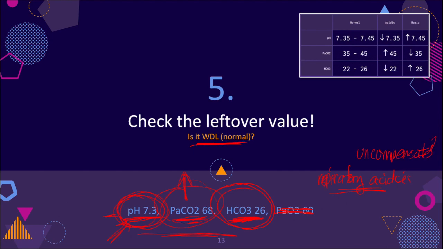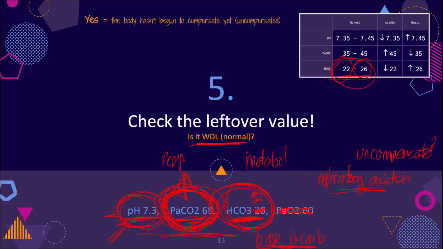Now, if this number, let's just say for the fun of it, was 32, meaning the bicarb is high. If the body has started to release higher than normal levels of bicarb, why is it doing that? It's trying to compensate for all of the acidity that has built up in the blood. It's trying to balance itself out. If this number is normal, then it's not yet compensated.